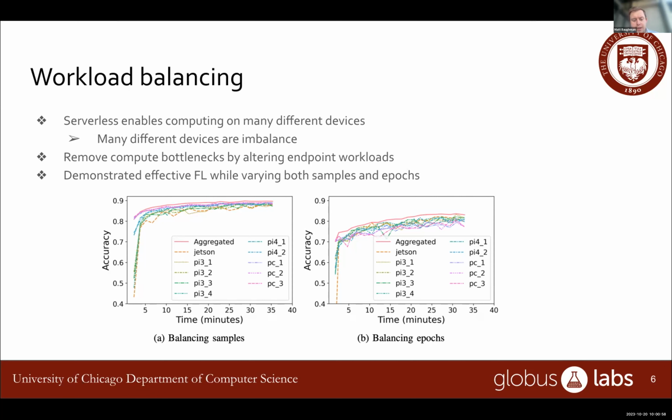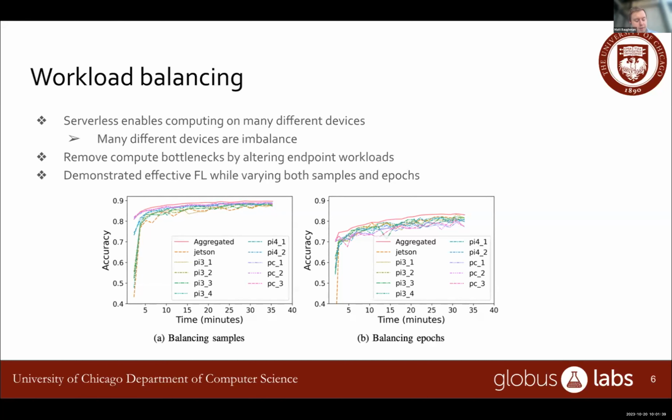And so we can do this, and we see that whether we balance on samples, so that's reducing the number of samples to match the relative compute level of an endpoint, or balancing on epochs, so again, reducing the number of epochs so they balance based on the relative compute capability, we see basically even results across all of the endpoints. So we're not getting major accuracy degradation, and we're able to enable it such that each of the endpoints returns its result at roughly the same time, which really is the most important thing.